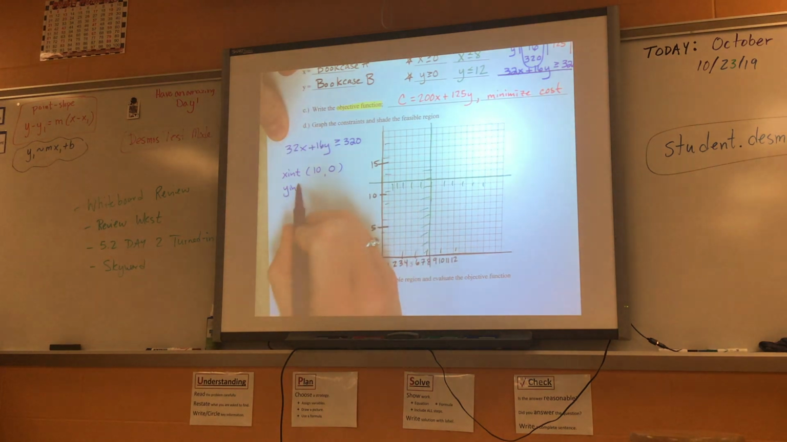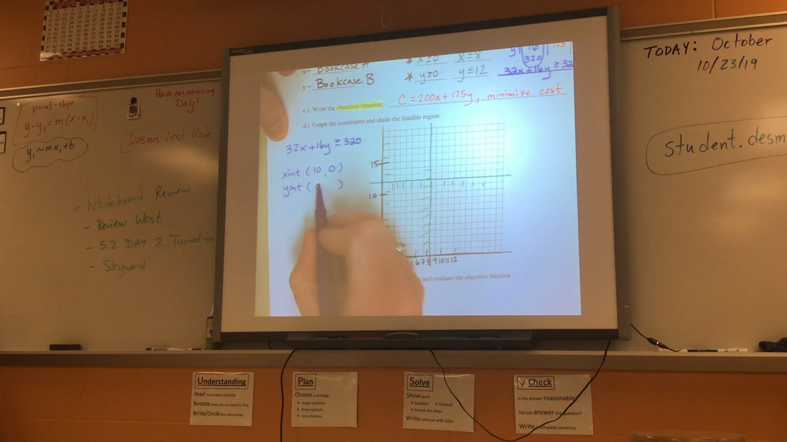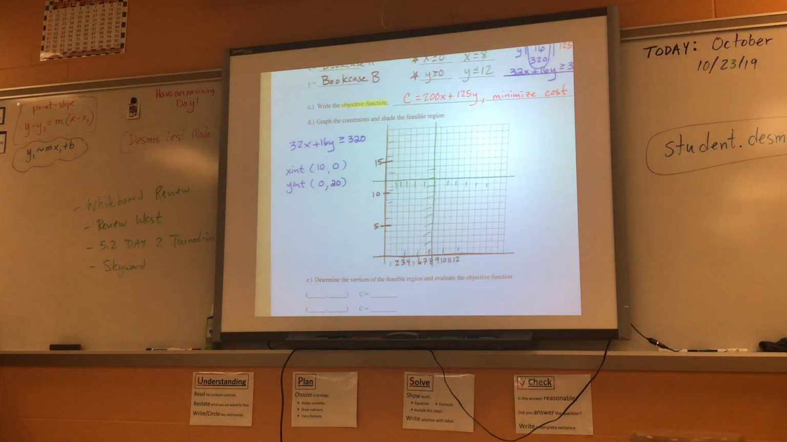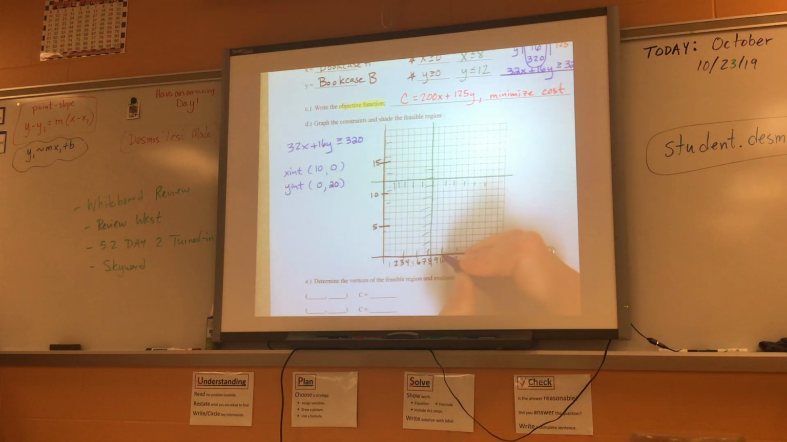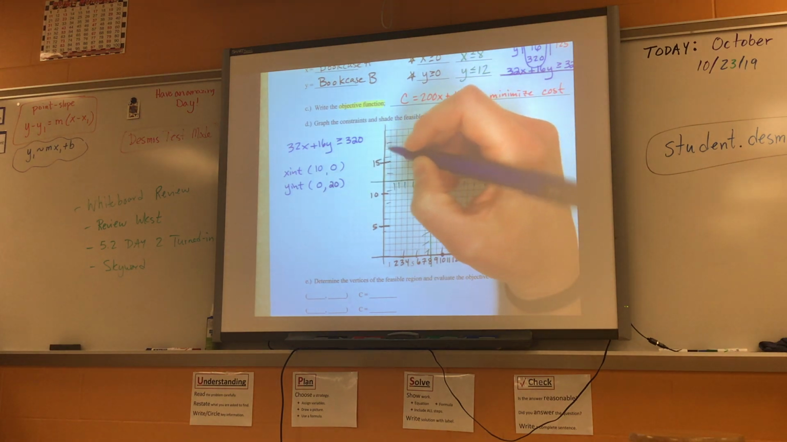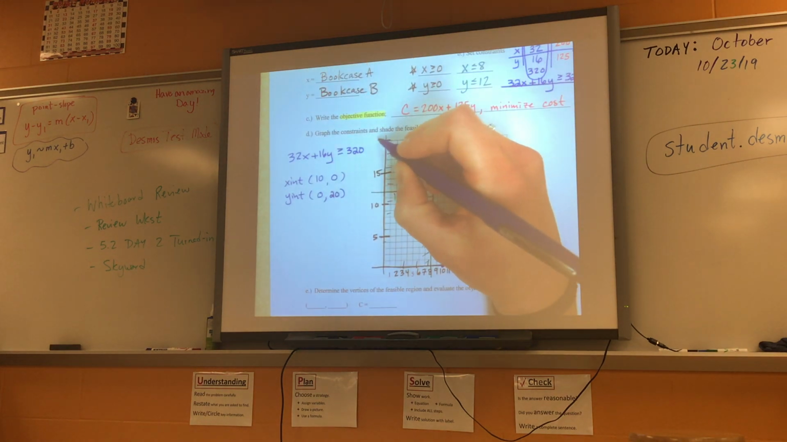Similarly, for our y-intercept, we're going to put 0 here, and then we're going to find this one, divide by 16. 32 divided by 16 is 2, so that would be (0, 2). Okay, so let's plot these on our graphs. We're at (10, 0) and (0, 2). Oh, I have to go up here. So there's 2.